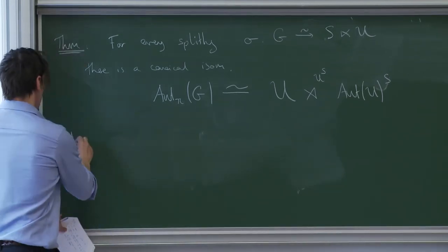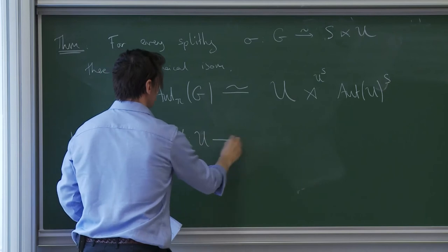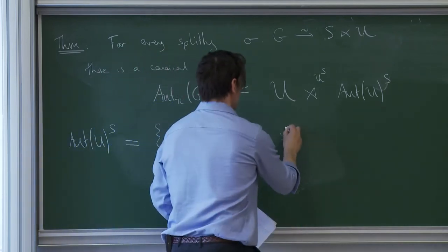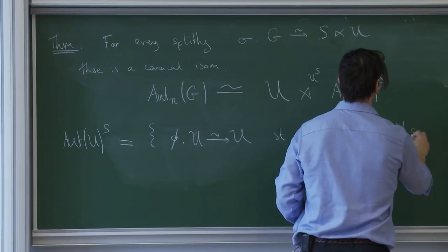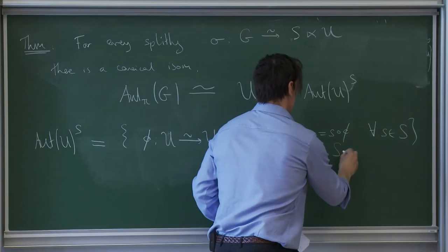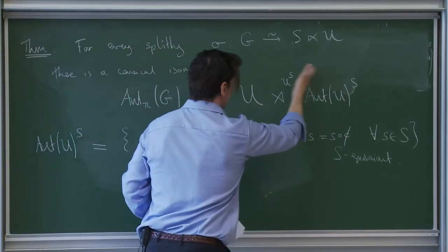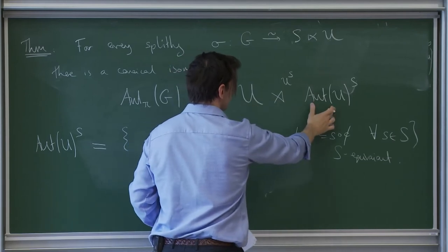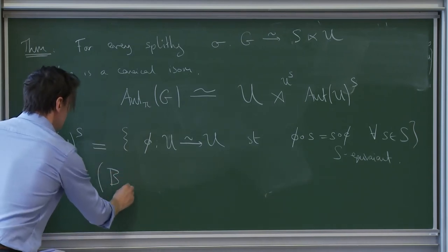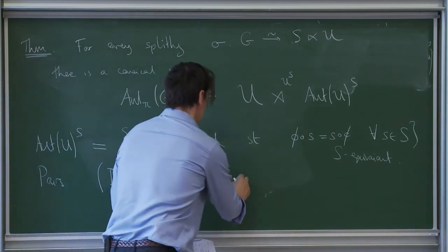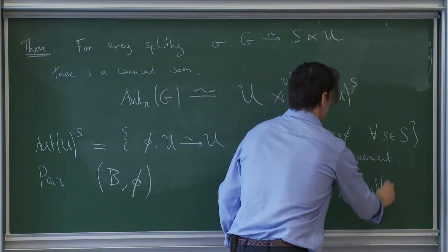So what this means is that Aut U S invariants is the automorphisms of U to itself such that they commute with phi. So they're S equivariant. And so what are elements in this thing? First of all, I'll write down elements in U semi-direct Aut U S, and then I'll explain what this superscript means. On the level of points, they're given by pairs B, comma phi, where B is in U and phi is an equivariant automorphism.